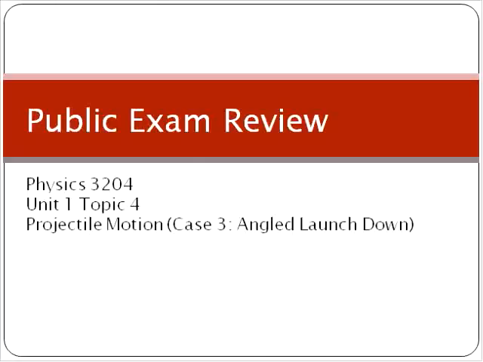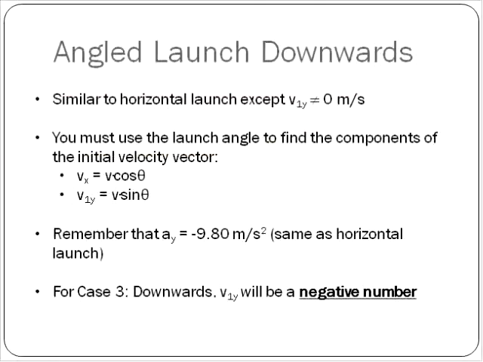Just to recap, when you're doing an angled launch, remember that v1y is not 0 anymore. That's only if the launch is horizontal. With an angled launch, you have to use the launch angle to find your components for the initial velocity. Vx is v cosine theta, Vy is v sine theta, and that's the initial velocity vertically. Of course, the vertical acceleration is still gravity, negative 9.80 meters per second squared.